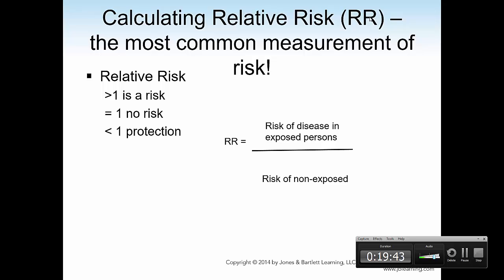When you're done with this little calculation, relative risk equals risk of disease in exposed persons over risk in non-exposed. So when we're all done, we'll have a number. If the number equals 1, that means there's no risk. If it's greater than 1, it's a risk. If it's less than 1, not only is it not a risk, it's actually protective. How can that be? Well, I have some images for you.